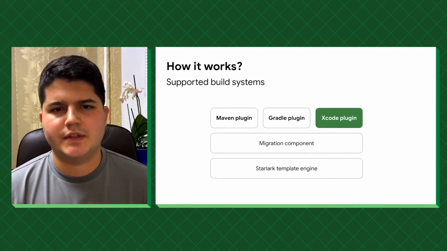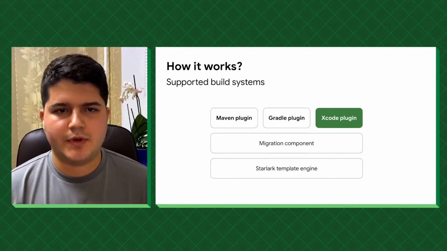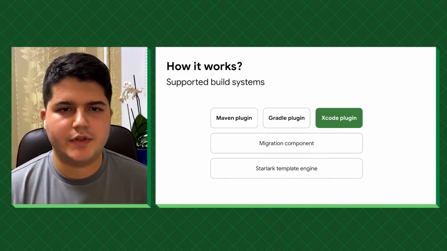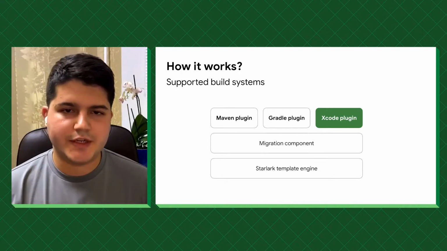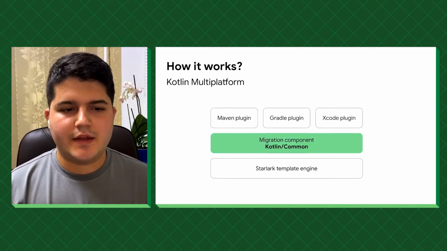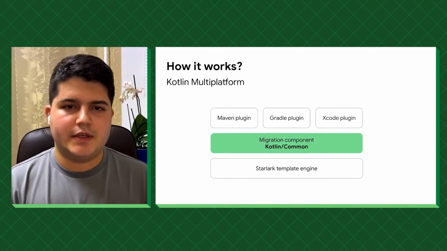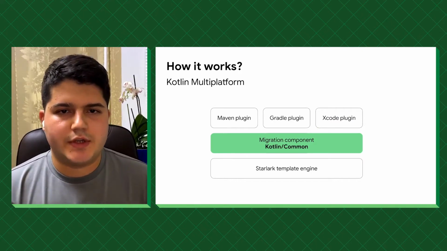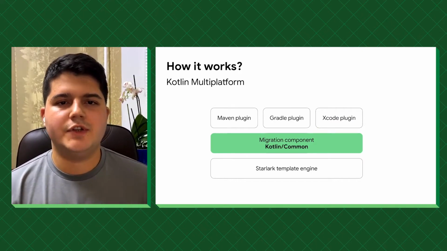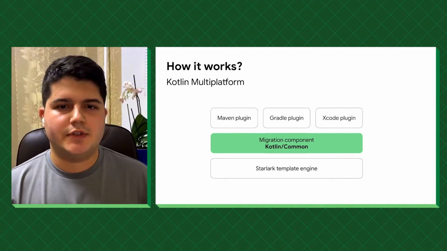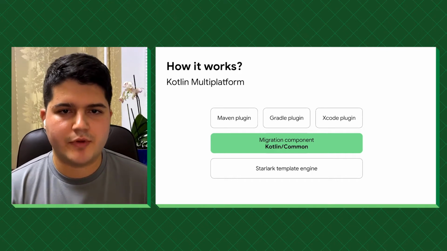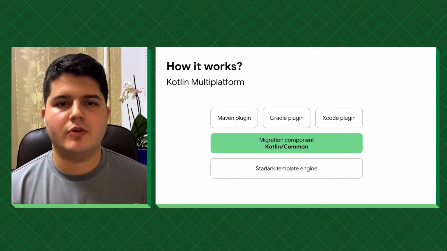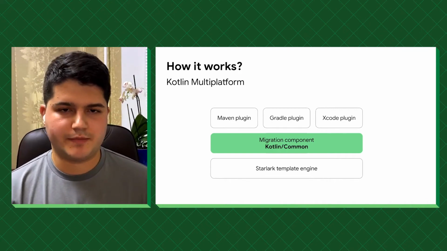But you may ask, how does all of this work together? Because Gradle and Maven are written in Java, while Xcode is written using languages such as C or Objective-C. The answer is Kotlin Multiplatform. Airin is written in the Kotlin language, and it leverages a powerful feature of that language, which allows it to be compiled to different platforms. The core migration component of Airin is built as a Kotlin common module, and this means that it can be available to all platforms.